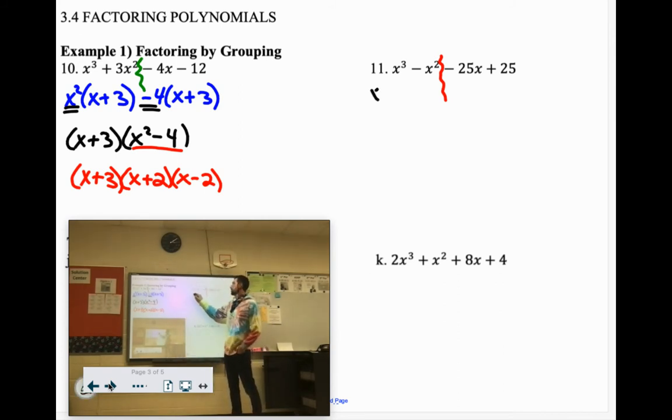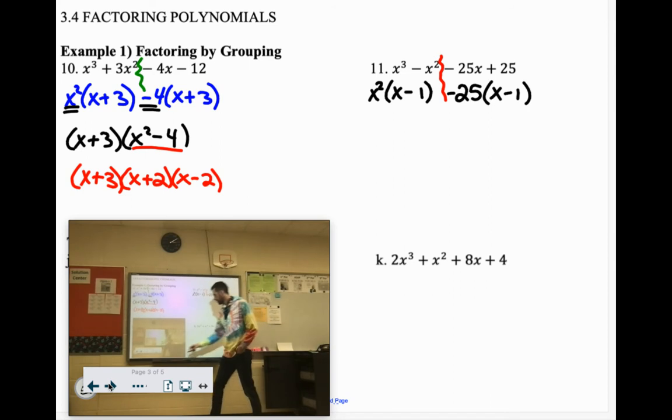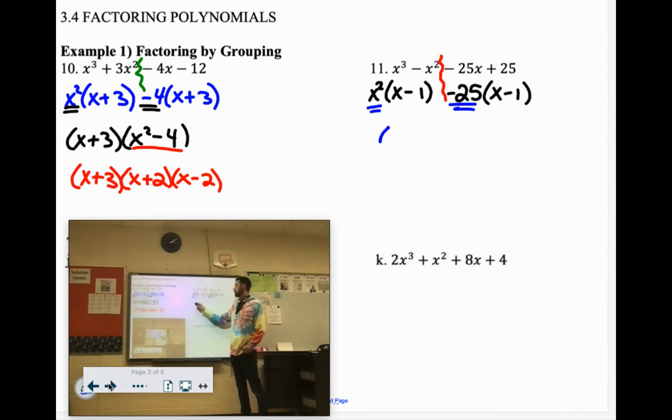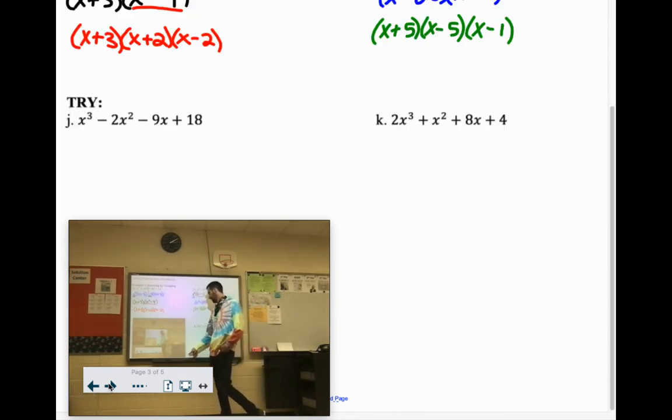So left side we have x squared, x minus 1. Here we kick out the negative 25, which leaves us with x minus 1. All right, so outside we have x squared minus 25, which is going to be that difference of squares. So we'll have to do one more step on this one. And then we also have the x minus 1 that they have in common. So x squared minus 25 would give you that x plus 5, x minus 5, and then we also have that x minus 1. That would be our final factored answer.